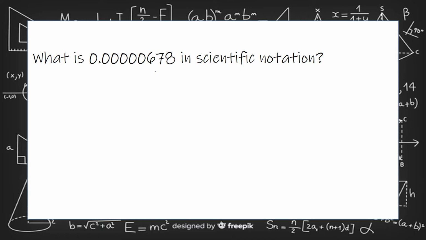So, in scientific notation, my decimal has to end up here to make this number between 1 and 10. So I'm going to take my decimal and move it 1, 2, 3, 4, 5, 6 spots. So it's going to be times 10, and we move to the right, so it's a negative. It is a small number. We're making it bigger by moving that decimal, so it is a negative. So 6.78 times 10 to the negative 6.